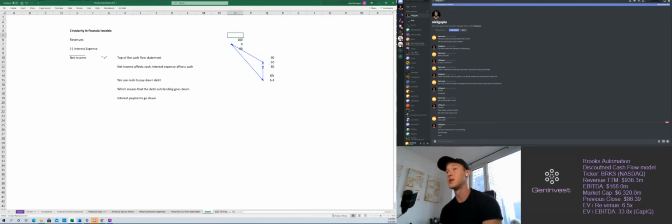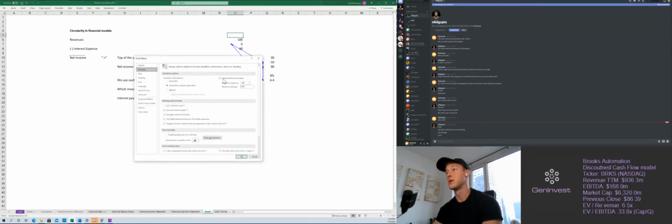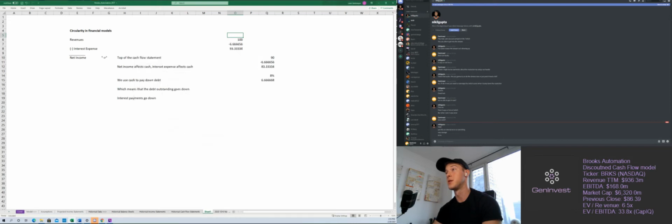If we then turn on iterative calculations, you'll be able to work through it. So if we go here, enable iterative calcs, boom. Now it iteratively solves for the answer to the set of linear equations to the nearest decimal. It does like 100 iterations per second. And that's how that works.